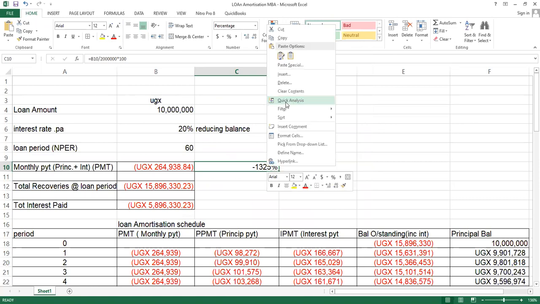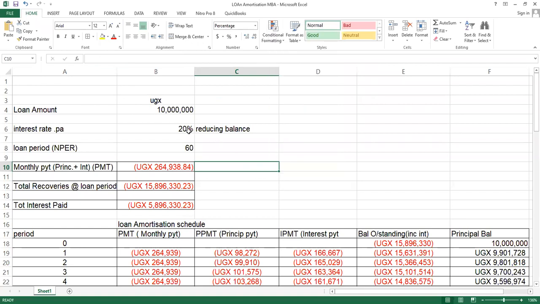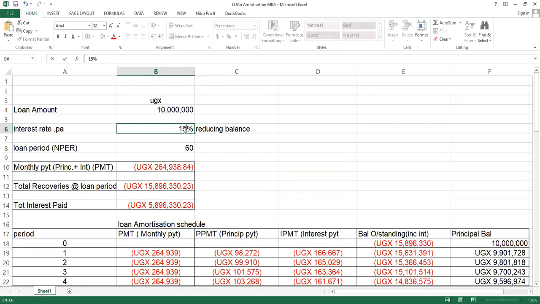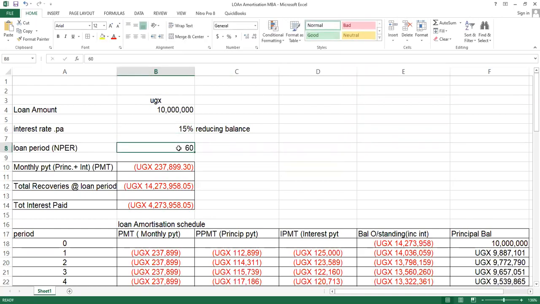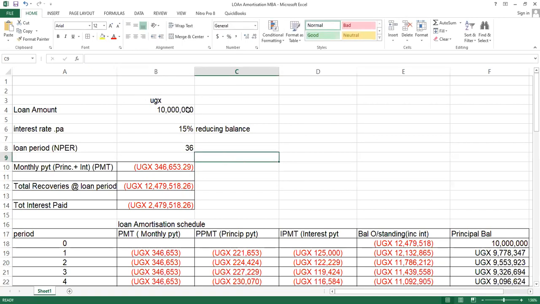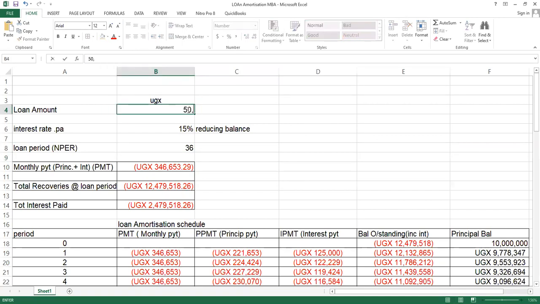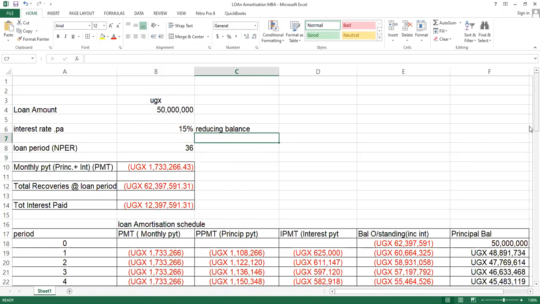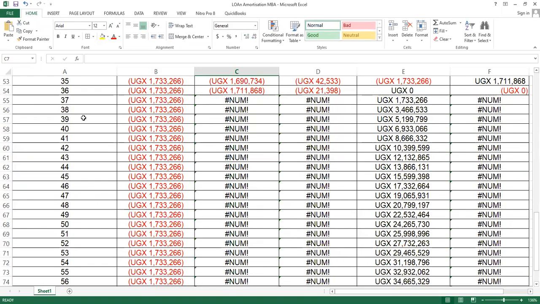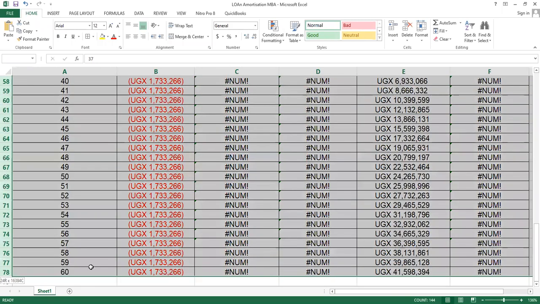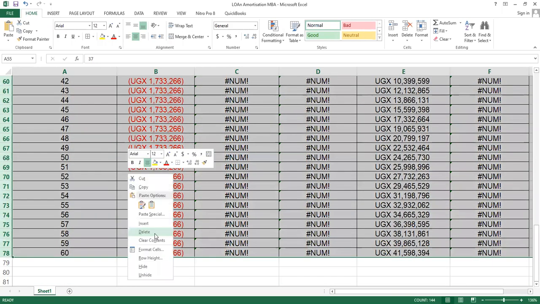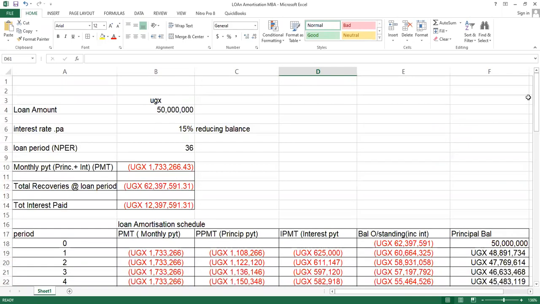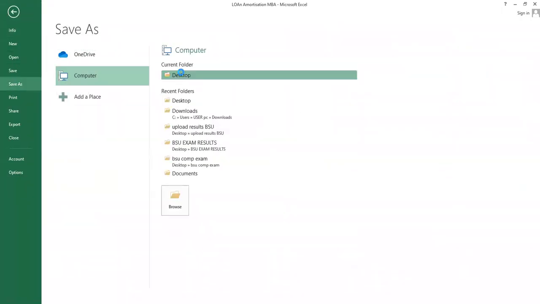And return the interest rate to 15, where it was. 15. Yes. And the loan period was 36. Yes. And the amount was 50. So that means I need to delete the other figures down from 37 onwards. Okay, so that is it for amortization.